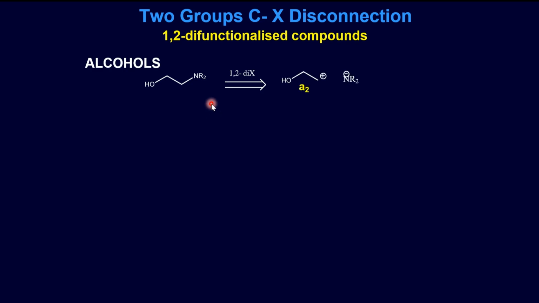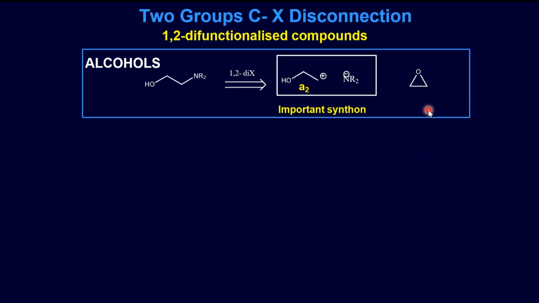I break over here. This becomes an acceptor synthon. NR2 minus becomes a donor synthon. The reagents which can be chosen for this acceptor synthon and the donor synthon are: this is a positive center, oxygen has a lone pair of electrons, and this can be shared to satisfy the positive center. When this is shared, a bond is formed between oxygen and the carbon, which is electron deficient in nature. I'll get the corresponding epoxide.